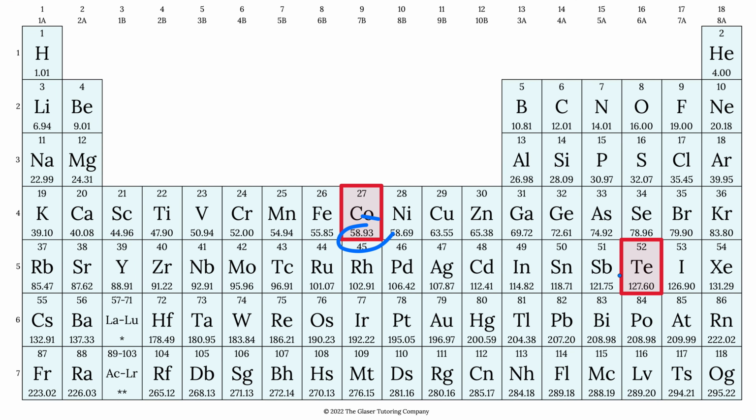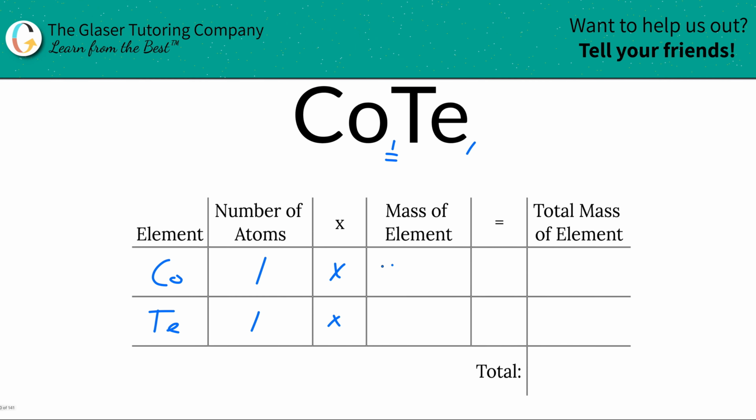Here's the mass of cobalt, here's the mass of tellurium, and those masses basically are in the units of gram per mole if you're calculating molar mass, or AMU if you're calculating molecular mass. The magnitudes of the numbers, though, are the same. All right, so let's write them down. So we got 58.93 units of mass for cobalt, and tellurium was 127.6.